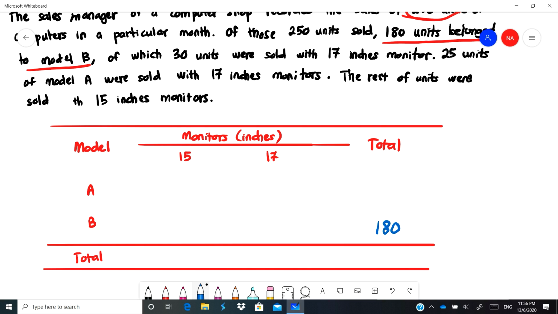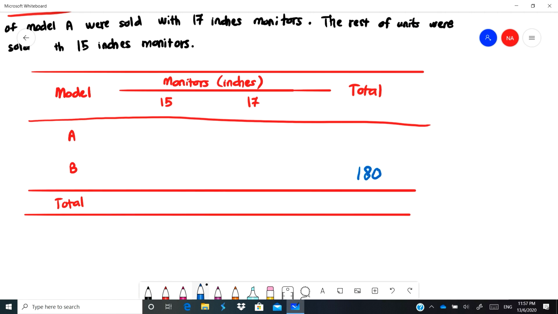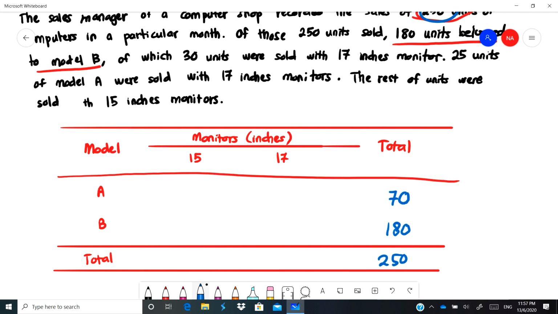Sorry, we should have the line here. Okay, 180, because the total number of computers would be 250, so I'll put 250 here. So 250 minus 180, of course the total number of model A will be 70. That's how you calculate. Of model B, 30 units were sold with a 17 inch monitor, so 30 here. So the rest will be 150.